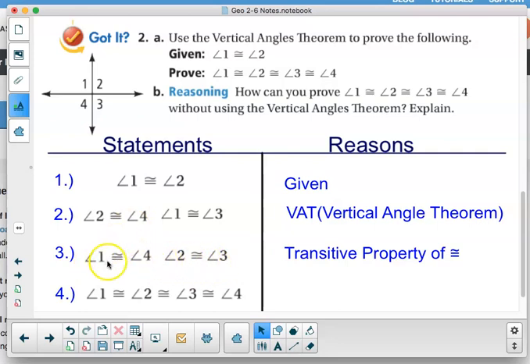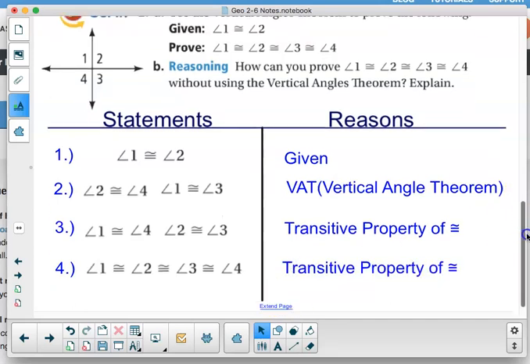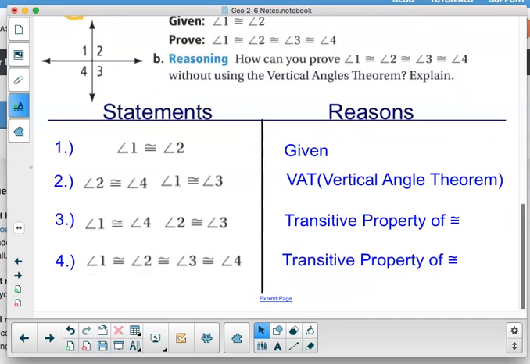Now, since I know that everything's been set congruent to each other, by transitive property, I know all 4 of these are going to be congruent to one another. So I can use transitive property of congruence. Remember, it's property of congruence because I'm working in congruent signs.